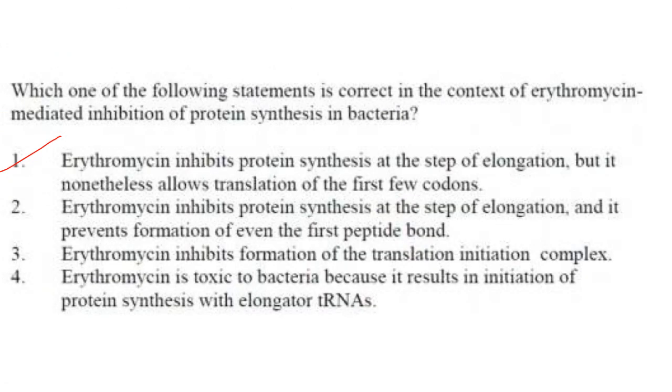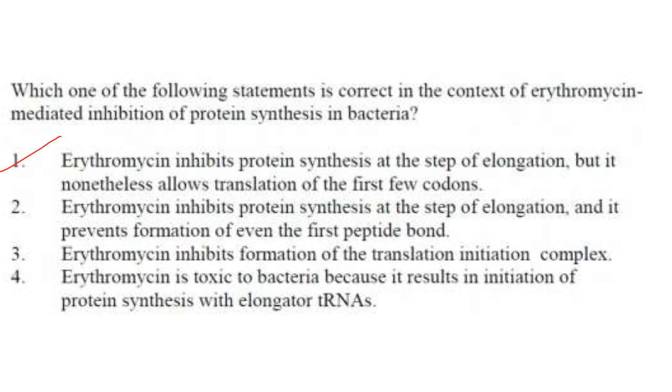Then next one. Which of the following statements is correct in the context of erythromycin mediated inhibition of protein synthesis in bacteria? So erythromycin binds to the 23S rRNA molecule in the 50S ribosomal subunit. It results in prevention of peptide chain elongation. The binding blocks the exit of the growing peptide, thus inhibiting the translocation of the peptides.